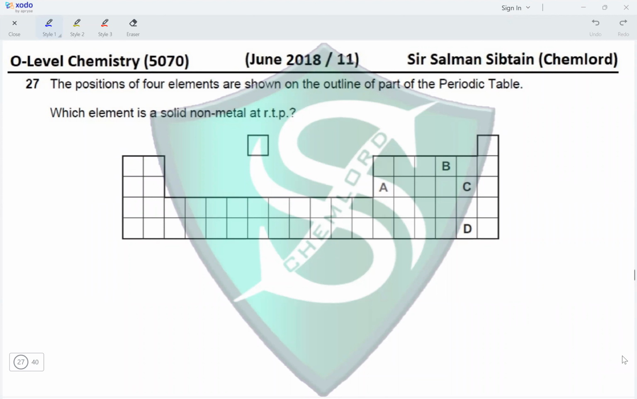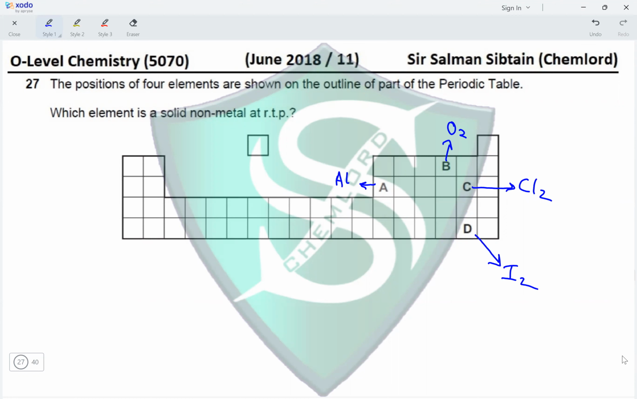Question 27. The positions of four elements are shown on the outline of part of the periodic table. Which element is a solid non-metal at RTP? So the second element in group 3 here is A, representing aluminum. The first element in group 6 is oxygen, represented by B. The second element in group 7 is C, representing chlorine, and the fourth element in group 7 is represented by D, and it is iodine.